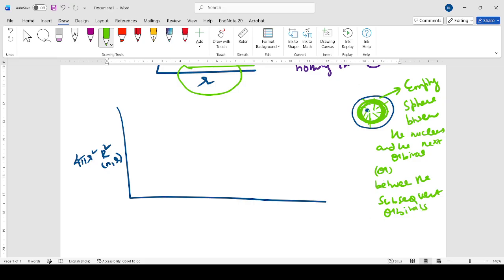I repeat, there is a nucleus here. So there should be something spherically around here, which is a node. There is no electron here. It is having zero electron density here. There is no electron at all. And after that only there should be an orbital or orbit where the electron will be available.